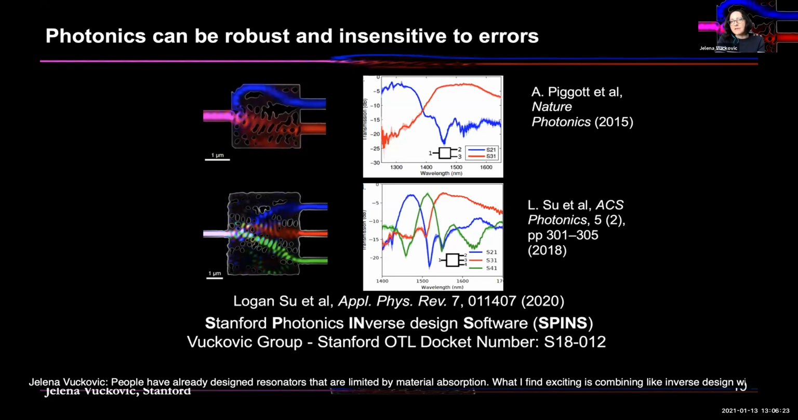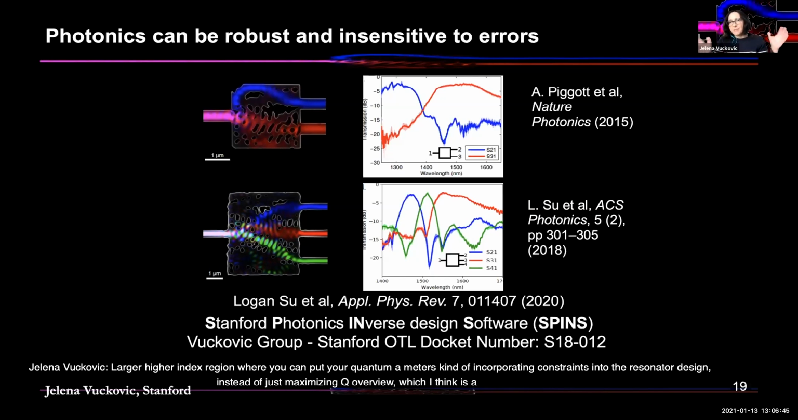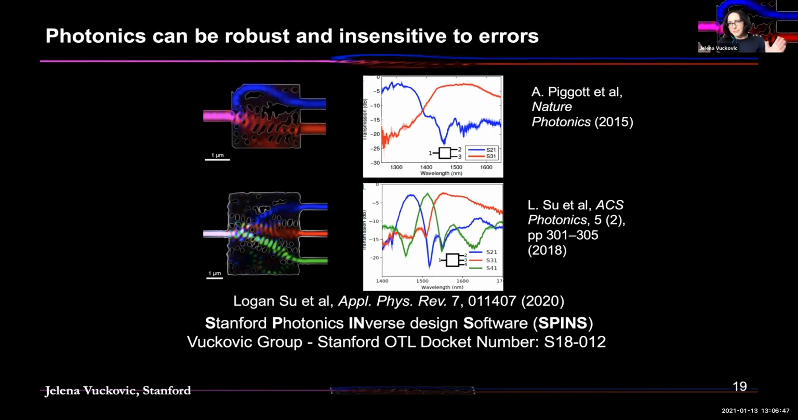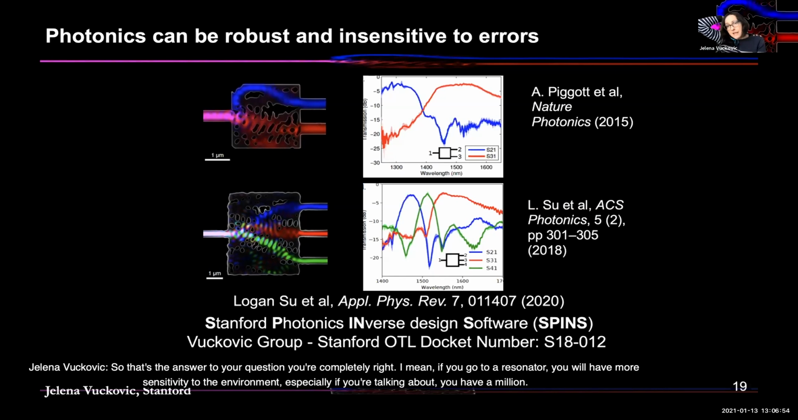What I find exciting is combining inverse design with resonators to control their coupling to the environment, like what we did in non-reciprocal transmission, or to design it in such a way that you have some larger, higher index region where you can put your quantum emitters, incorporating constraints into the resonator design instead of just maximizing Q over V, which I think is a problem that people have already solved, right? I mean, you're already at the materials limit in terms of Q. So that's the answer to your question.